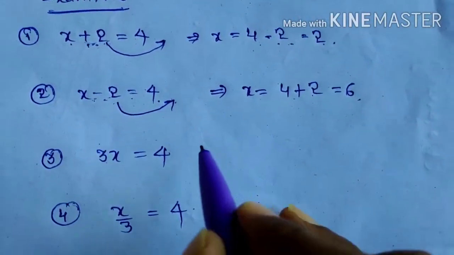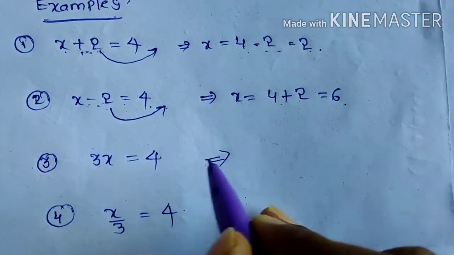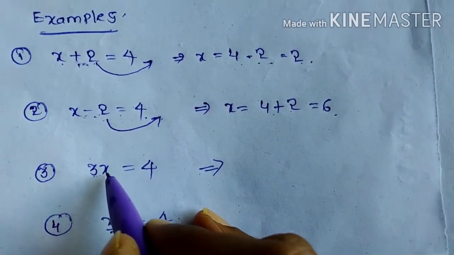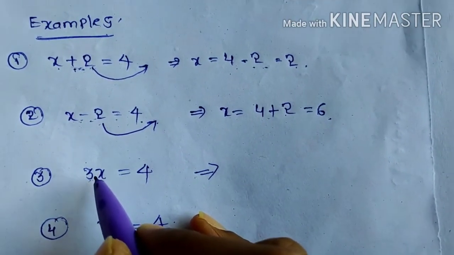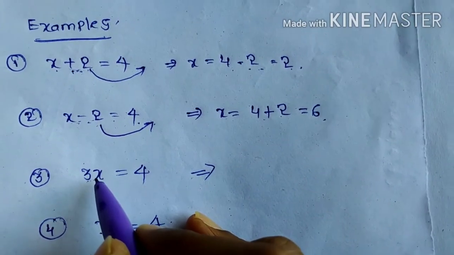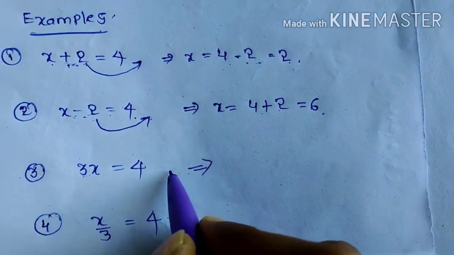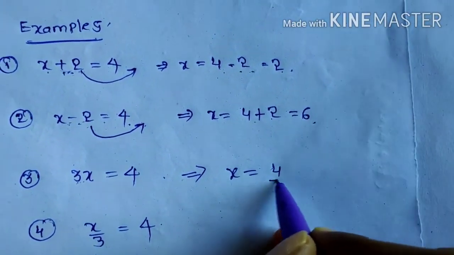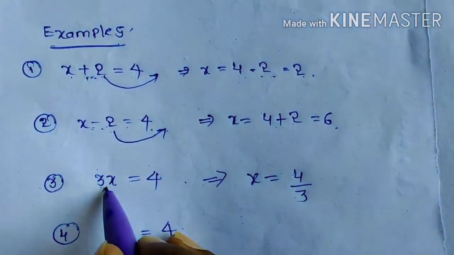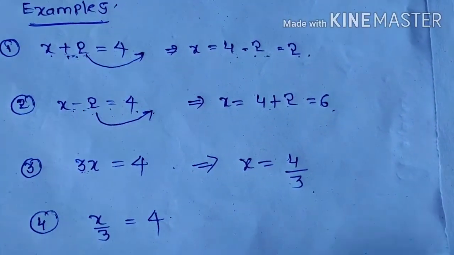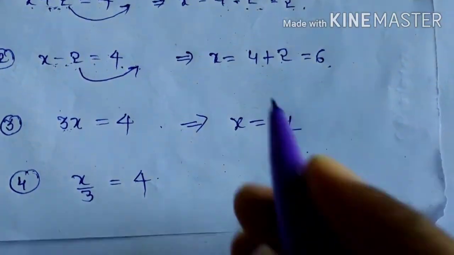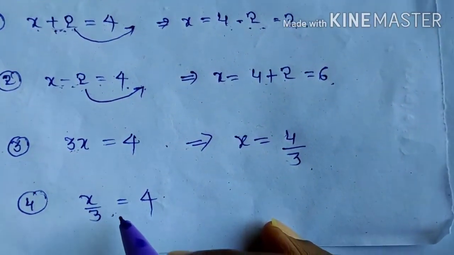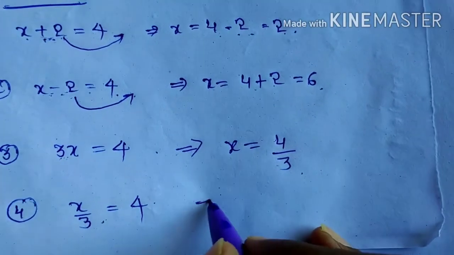6 is your solution. See here, 3x is equal to 4. That means 3 times x, that means 3 into x. What is the operation here? Multiplication. If you are doing multiplication and I am transposing to RHS, it will become division. Yes or no? That means you can write here x is equal to 4 by 3, that means 4 divided by 3 only. This is your solution.